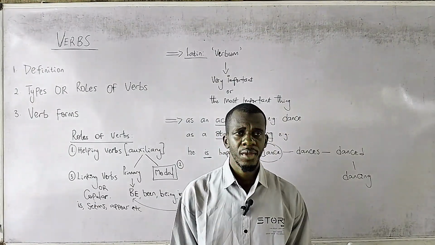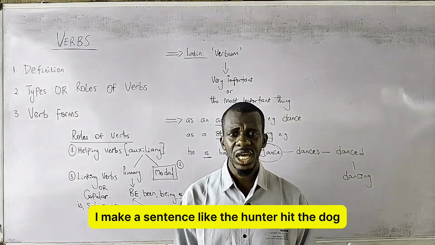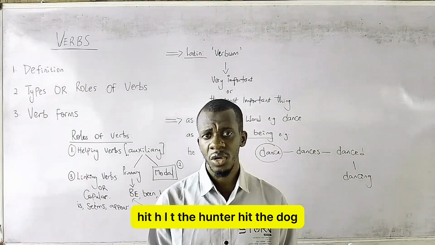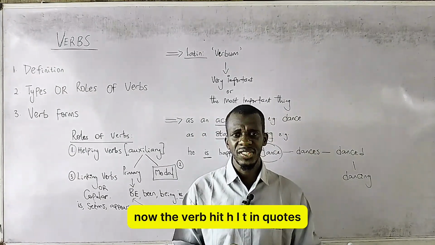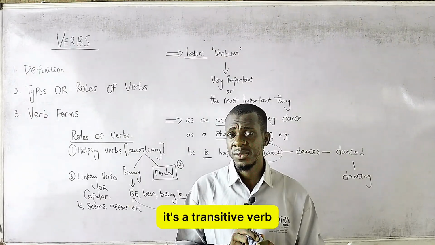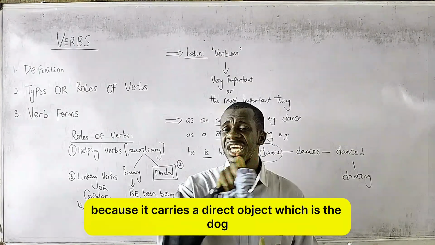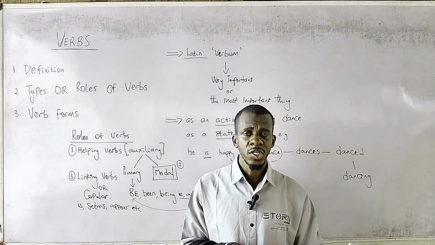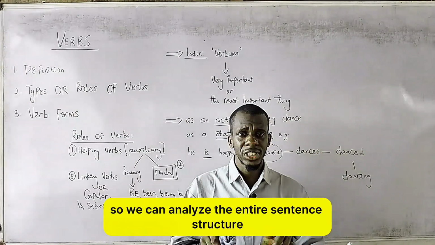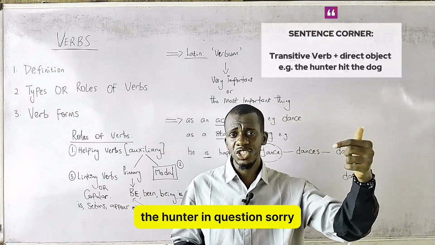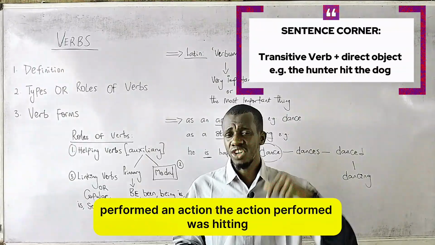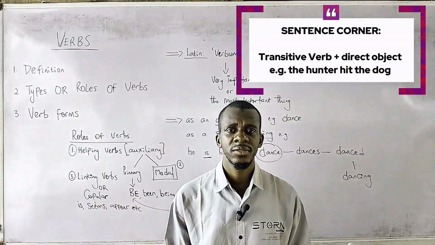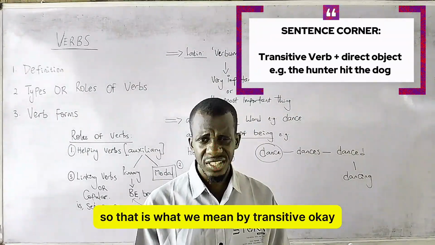For example, I make a sentence like, the hunter hit the dog. Hit, H-I-T. The hunter hit the dog. Now the verb hit is a transitive verb because it carries a direct object, which is the dog. So we can analyze the entire sentence structure: the hunter performed an action, the action performed was hitting, and the receiver of that action was the dog. So that is what we mean by transitive.